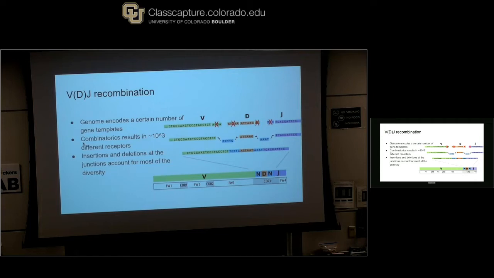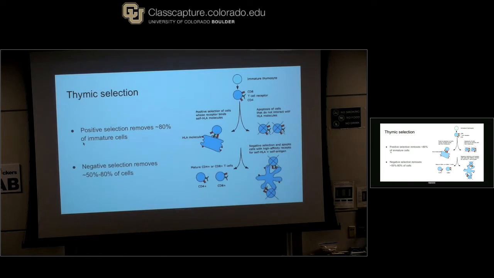Of course, if you have a completely stochastic process, you're going to generate receptors that do not bind to anything, or that bind too strongly to self-peptides. If they don't interact with anything, they get discarded in positive selection. Around 80% of immature cells get discarded there. Then if they bind too strongly with self-peptides, they can trigger an autoimmune response, an autoimmune disease. So they get removed by negative selection.